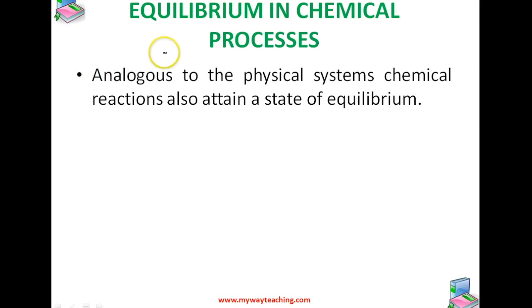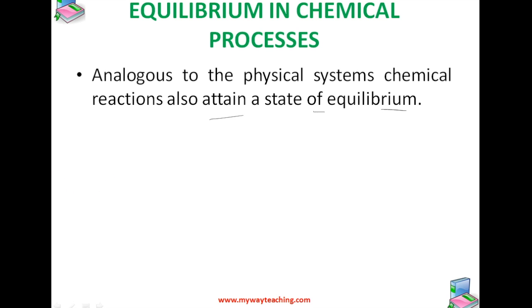Okay, next topic is equilibrium in chemical processes. Dynamic equilibrium consists of a forward reaction in which the reactant gives product, and a reverse reaction in which the product gives the original reactant. It is analogous to physical systems. Chemical reactions also attain a state of equilibrium.